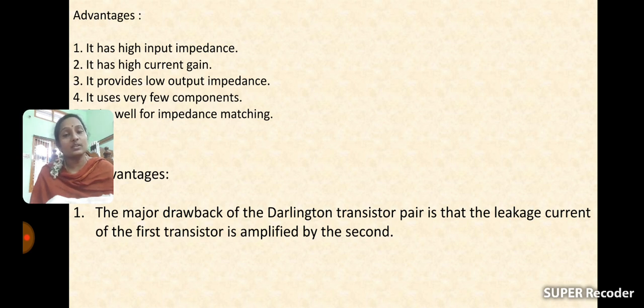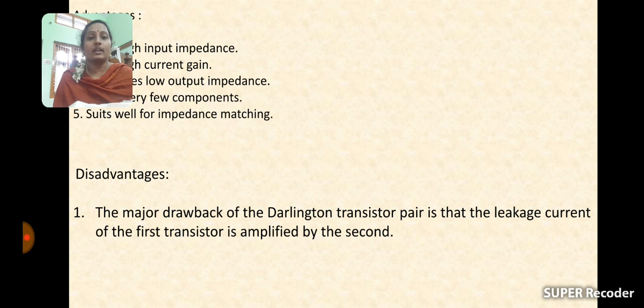Okay, the input impedance is high but the output impedance is low, and it uses very few components. That is also a main advantage. Because of using few components, the circuit becomes simple, and it is also inexpensive. Inexpensive means paying a low cost, that is called economical, and it is well suited for impedance matching circuits. So to what is it well suited? It is well suited for impedance matching circuits.